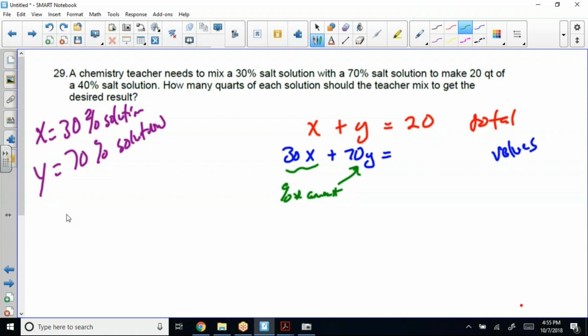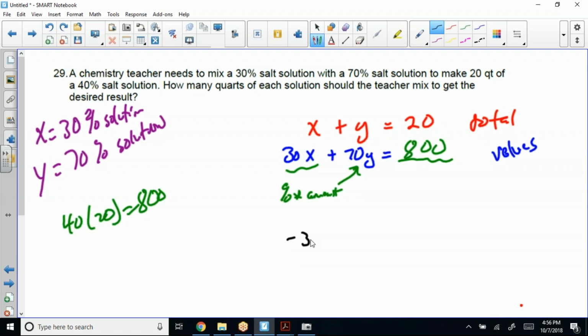So what you have to understand is this number over here will be 40 times 20, right? Which is 800. And that's because it's percent times amount. And then of course you just solve the system, right?